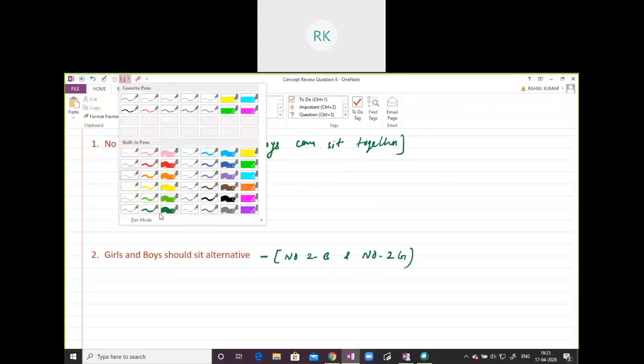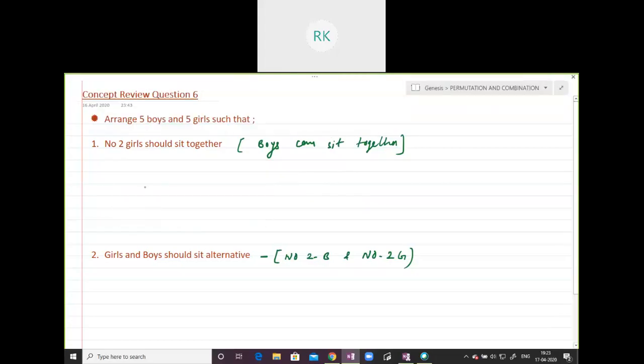Right. Look at this. Remember Sonali, I am not arranging in a circle. This is a linear arrangement. We'll try to discuss the circular arrangement after some time, Sonali. This is a linear arrangement. I am talking about the linear arrangement now, not the circular.